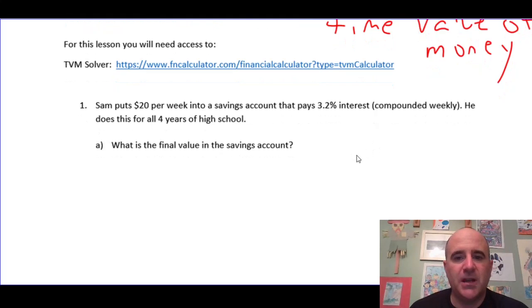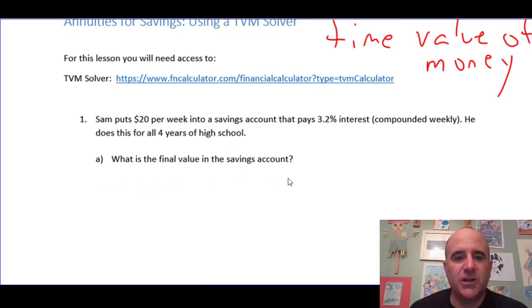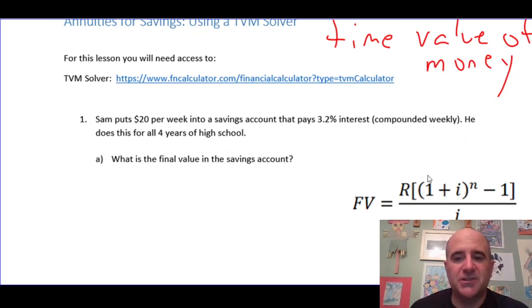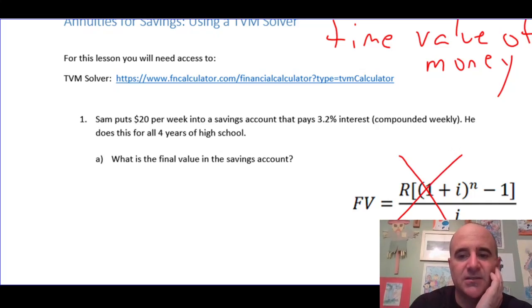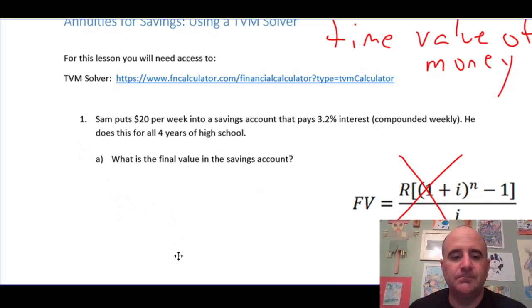So you should know by now that one way we can solve this question is by using the future value formula. So we could use the formula to solve for this. R is 20, I is our 3.2% divided by 52, N would be the number of weeks in 4 years, and so on. But we're actually going to use a TVM solver to do it instead. So we're not going to use the formula in this case. We could, but we're not going to. So if I pull the TVM solver up now.